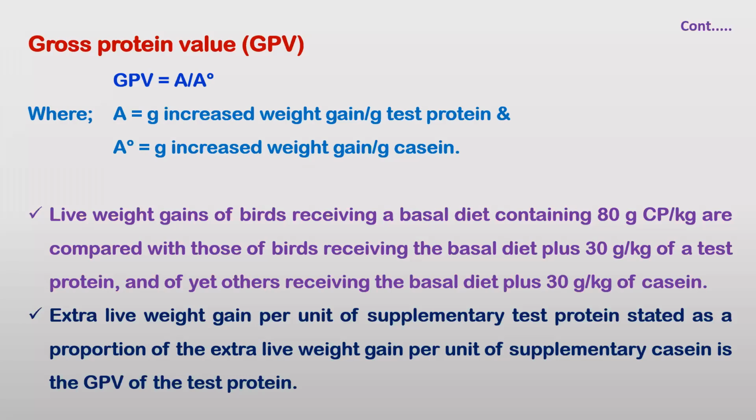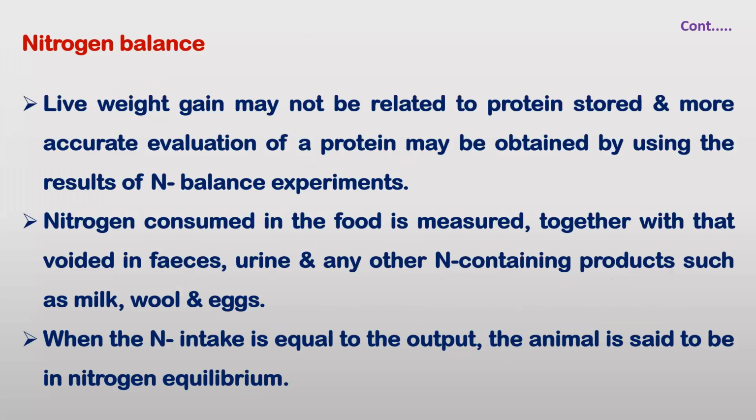So how much extra live weight gain per unit of supplementing the test protein, and extra live weight gain per unit of supplementing the purified diet, that is casein, and we can calculate the GPV of the test protein by difference. Like that we can calculate the gross protein value of a particular diet in birds.